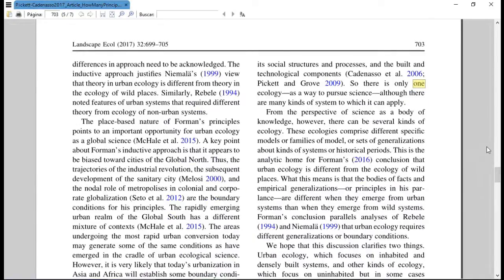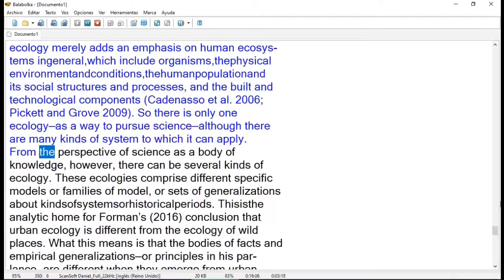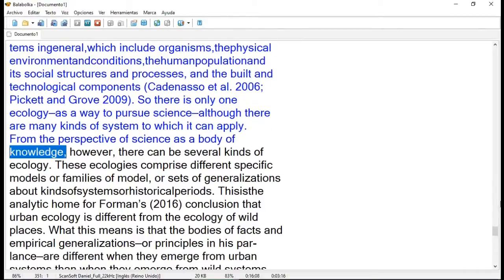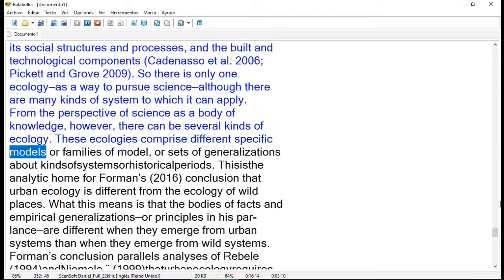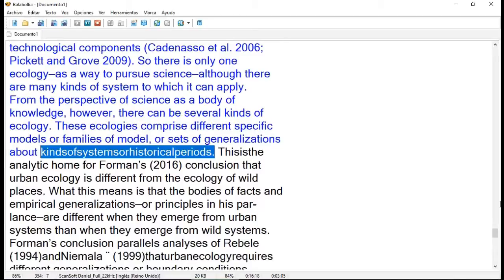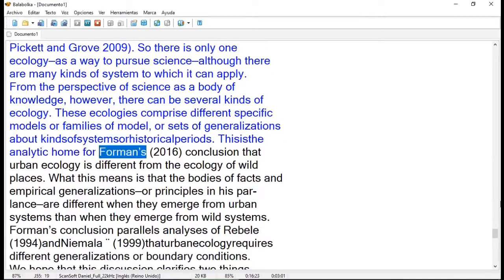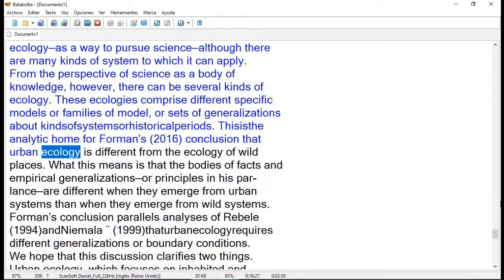So there is only one ecology as a way to pursue science, although there are many kinds of system to which it can apply. From the perspective of science as a body of knowledge, however, there can be several kinds of ecology. These ecologies comprise different specific models or families of models, or sets of generalizations about kinds of systems or historical periods. This is the analytic home for Forman's 2016 conclusion that urban ecology is different from the ecology of wild places.